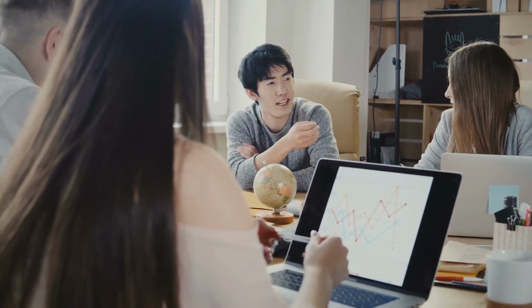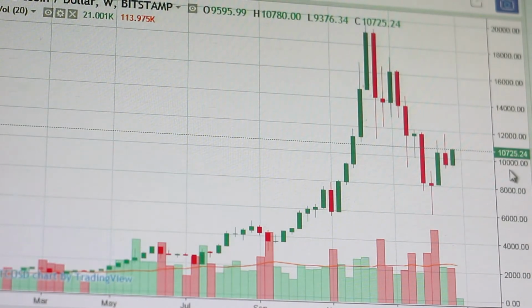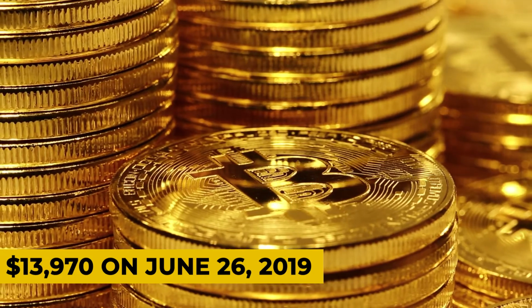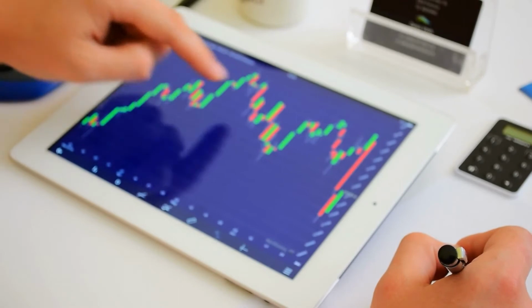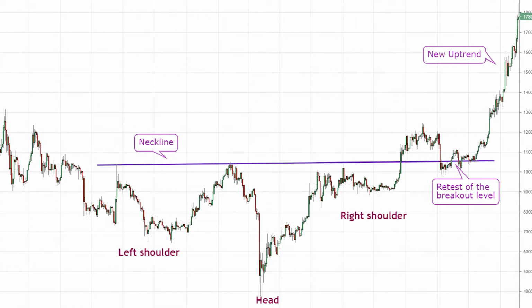If we look closely at the chart, Bitcoin has been moving in a downward trend since forming a local top at $13,970 on June 26, 2019. The buyers stepped up and arrested the decline in the $7,000 to $6,500 support zone, forming the left shoulder of the inverse head and shoulder pattern.